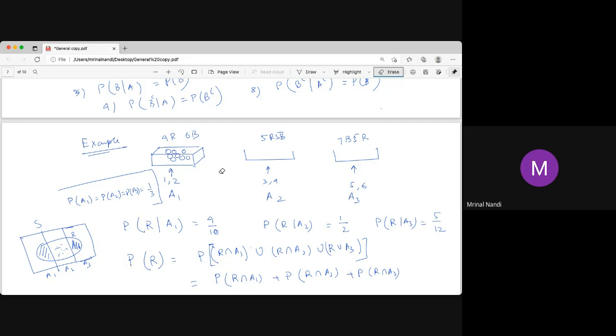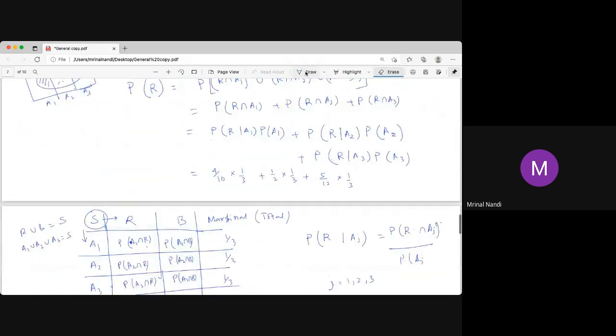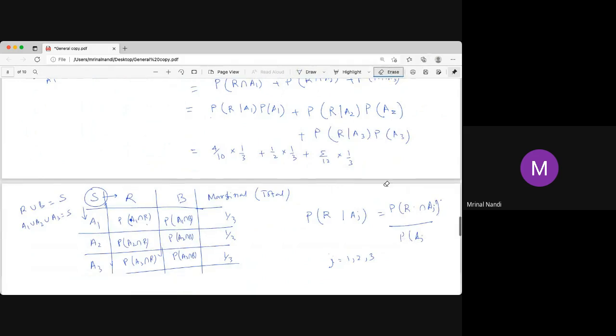So now it is not one third, one third, one third. That's the idea of conditional probability. The information that is given to you actually affects the probability. If it doesn't affect the probability, then it is independent. But these are not independent.